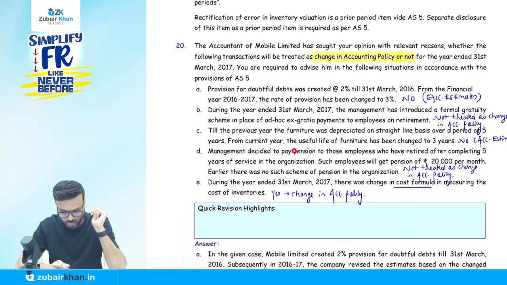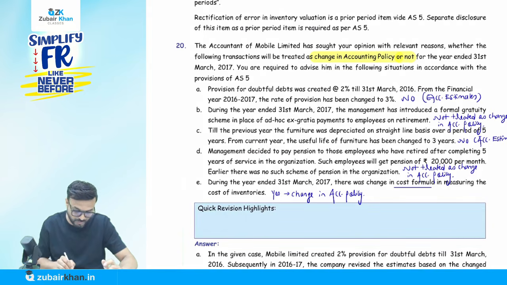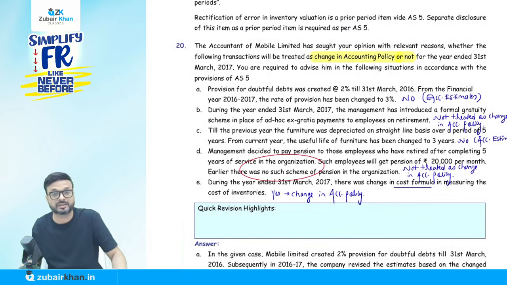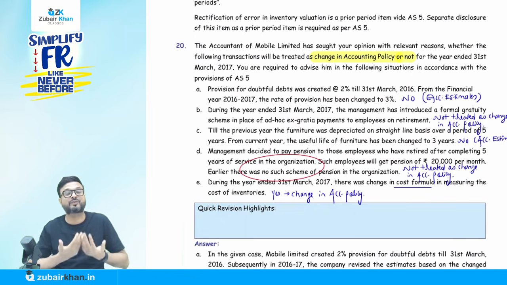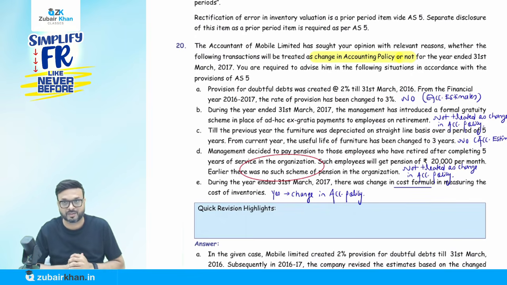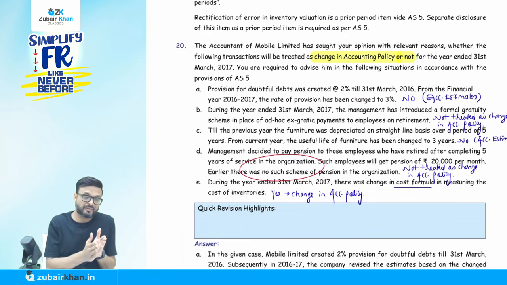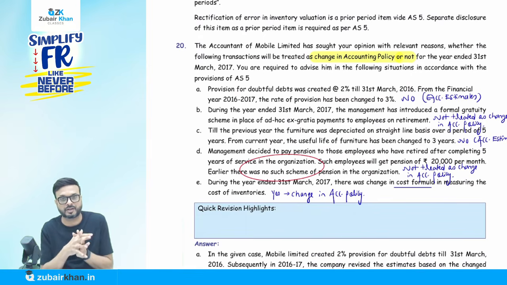Now management decided to pay pension to those employees who retired after completing 5 years of service in the organization. Such employees will get a pension of rupees 20,000 per month. Earlier there was no such scheme. What does it mean that earlier there was no such scheme? It means it's an introduction of a new policy, not a change in accounting policy. It is not treated as a change in accounting policy. As I told you, they differ in substance, and introduction of a new policy is not a change in accounting policy. We don't call it a change in accounting policy.